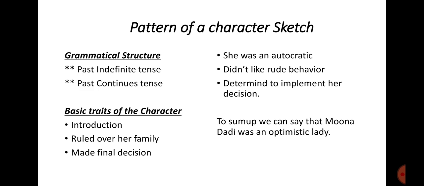At number 1, you have to do the introduction. Number 2, ruled over her family. Number 3, made final decision. Number 4, she was an autocratic. Then, didn't like rude behavior. Determined to implement her decision. And at last, so to sum up, we can say that Mona Dadi was an optimistic lady.